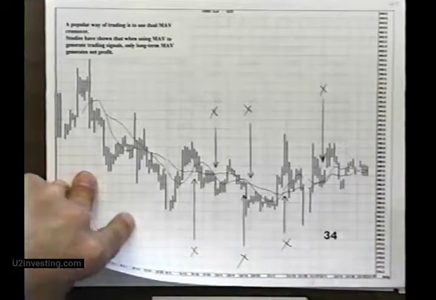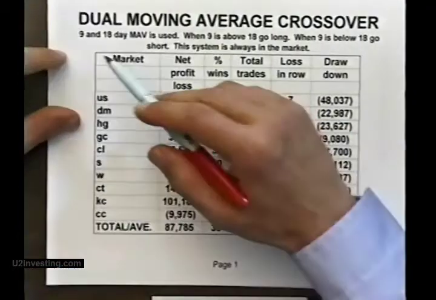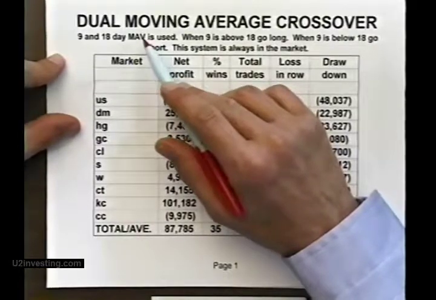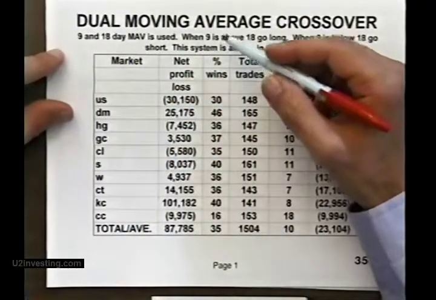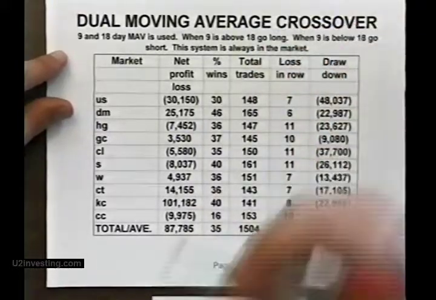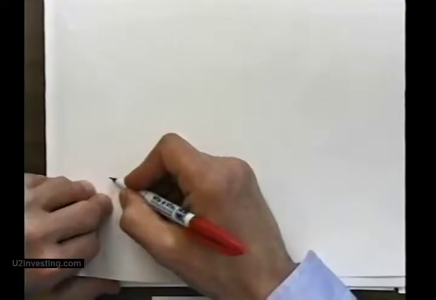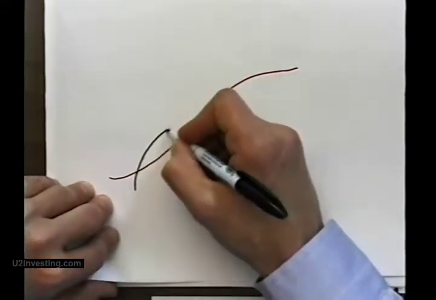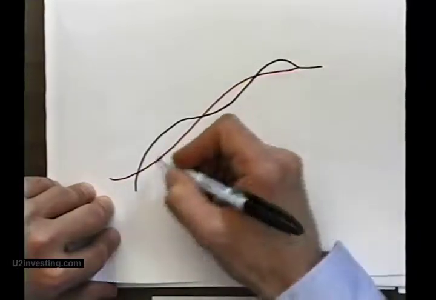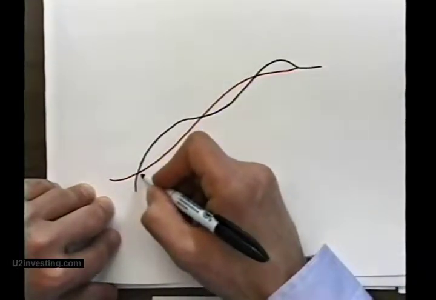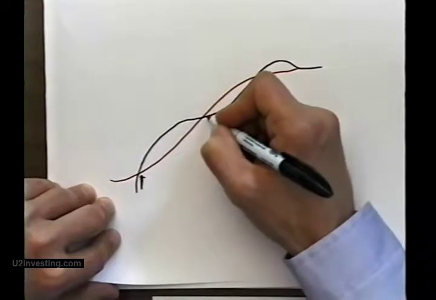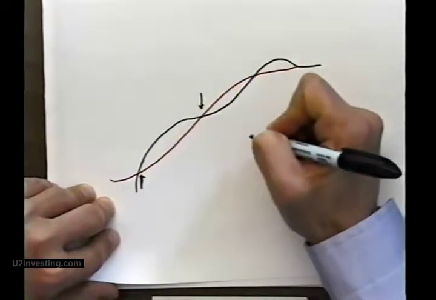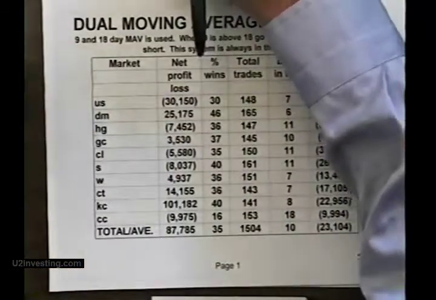So short-term dual moving average, here's the test results. We use a 9-day and an 18-day moving average. MAV means moving average, and we went short when the 9-day moving average went below 18 days. Let me illustrate that. Here's the 18-day moving average, and here's the faster 9-day moving average that's going to move. And when the 9-day moving average went above 18 days, a long position was taken. When the 9-day went below the 18, a short position was taken, and that's how the trading results were achieved.